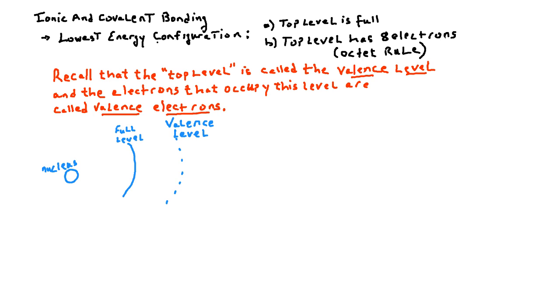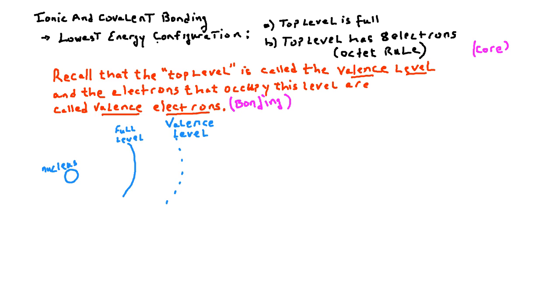So I'll put in parentheses here, bonding. So these can be the electrons involved in bonding. The other electrons, the non-valence electrons, are called core electrons. The core electrons are not involved in bonding. Those are the ones that stay close to the nucleus.